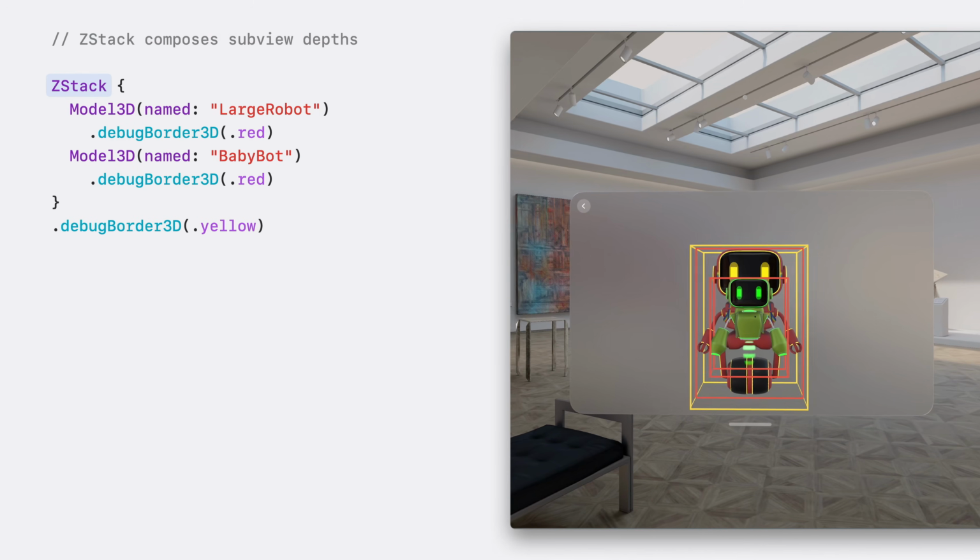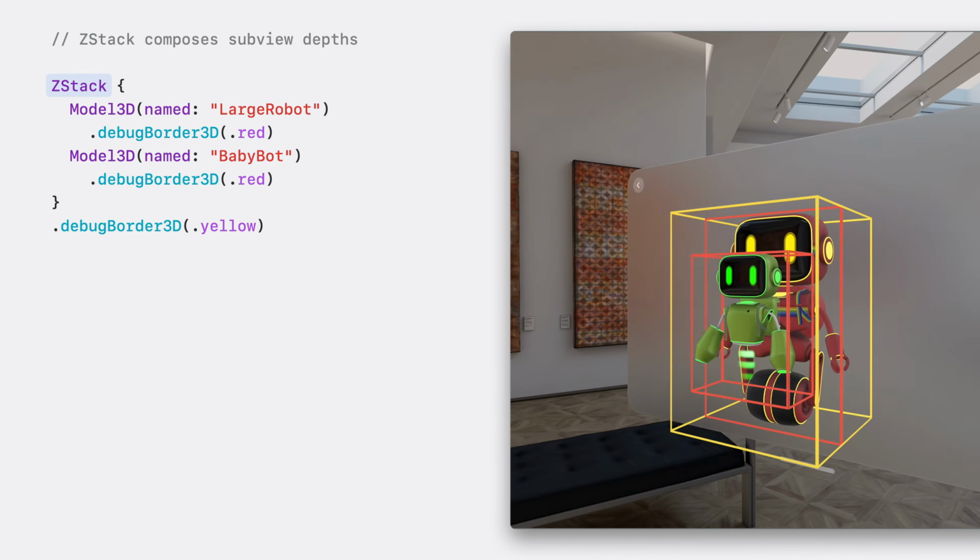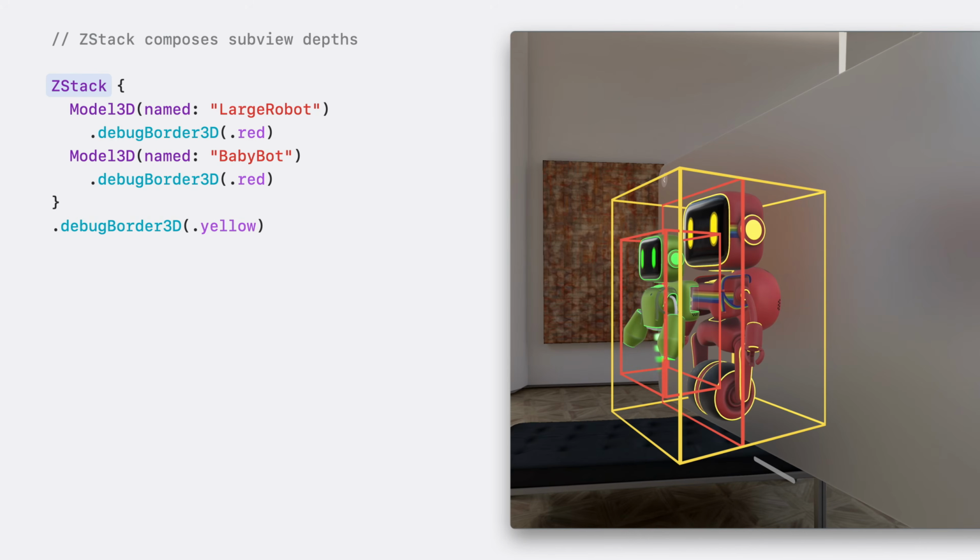Some views can alter these depth proposals for contained views. In the same way a VStack composes the heights of its subviews, ZStack composes depths. So the depth of this ZStack is the depth required to fit both robots stacked one in front of the other.